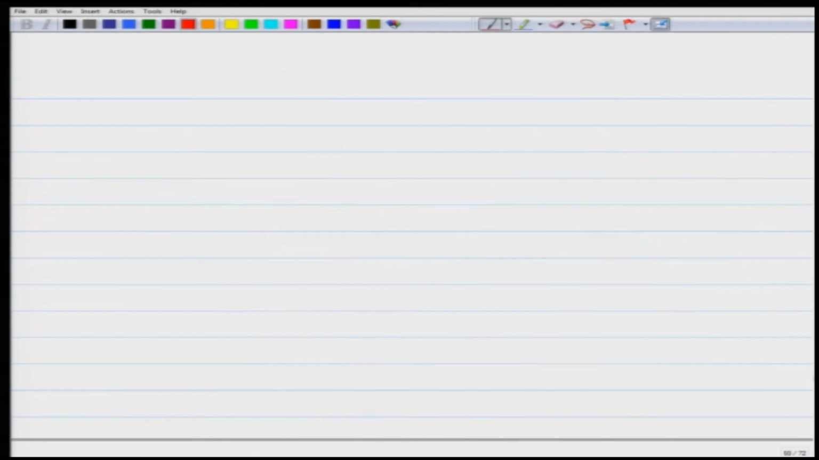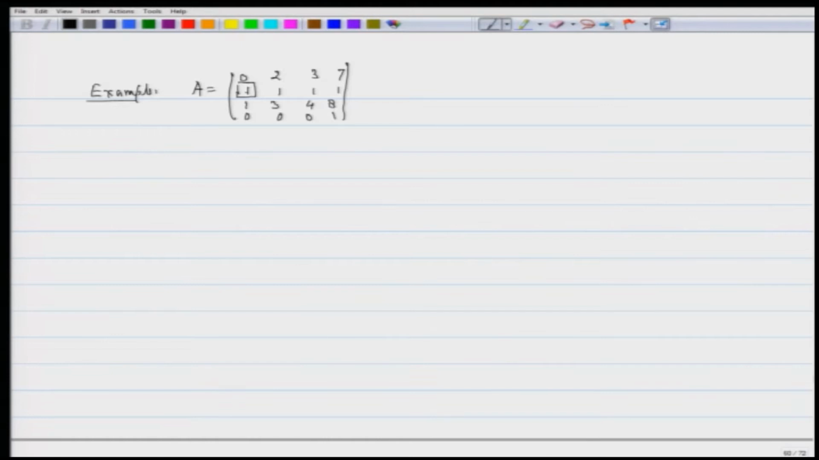So, let us take an example to understand it better. So, example. Our matrix A is 0, 2, 3, 7, 1, 1, 1, 1, 1, 3, 4, 8, 0, 0, 0, 1. I have this with me. Fine. So, at present what we see here is that this has non-zero entry. So, the region is whole of A and the first non-zero entry here for us is this. So, this is the pivot that we are going to look at.